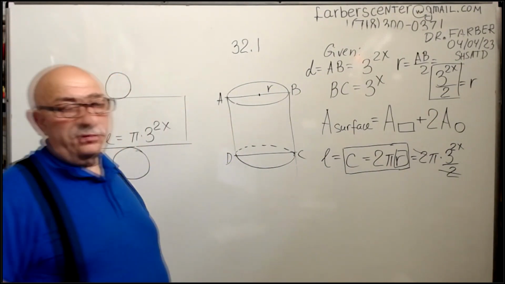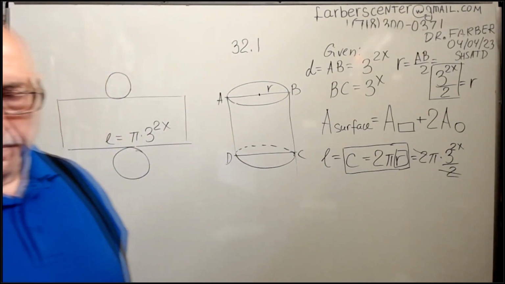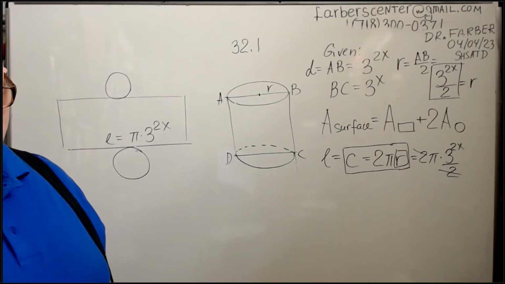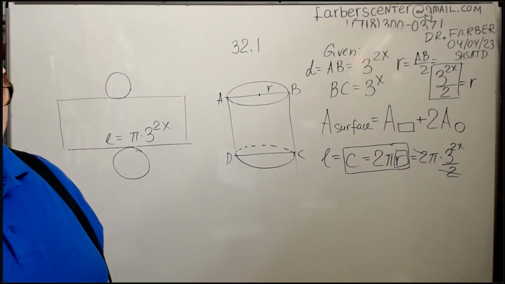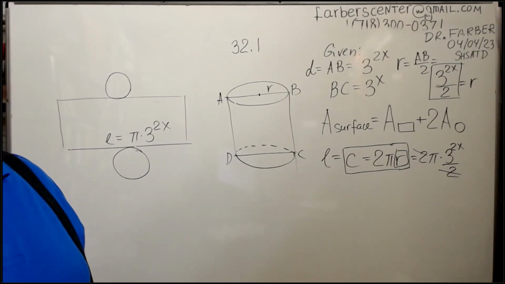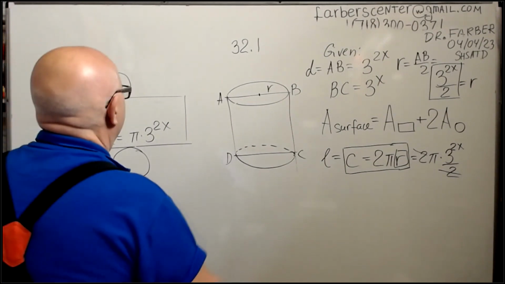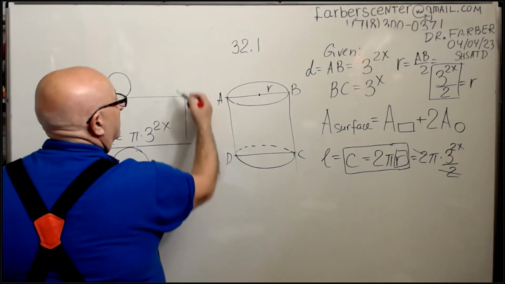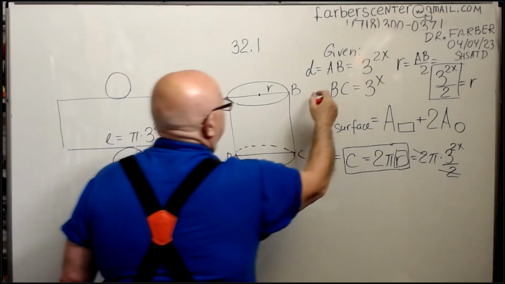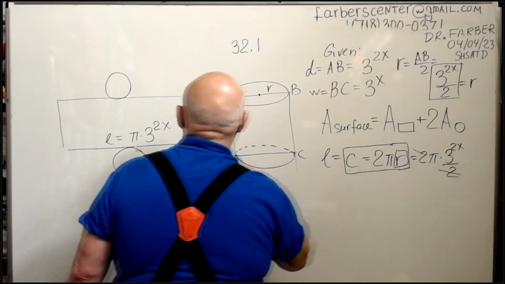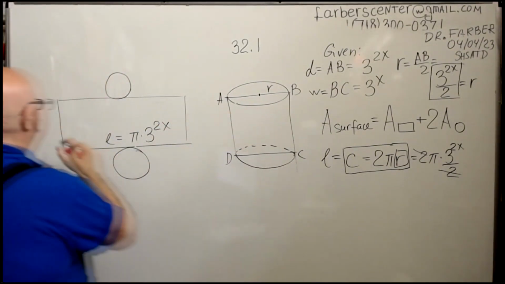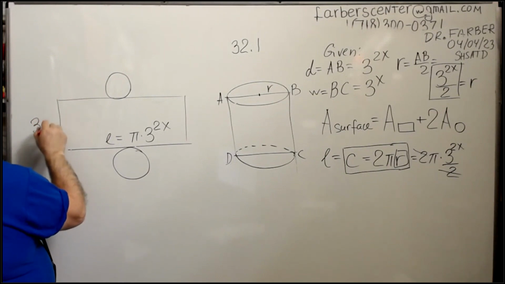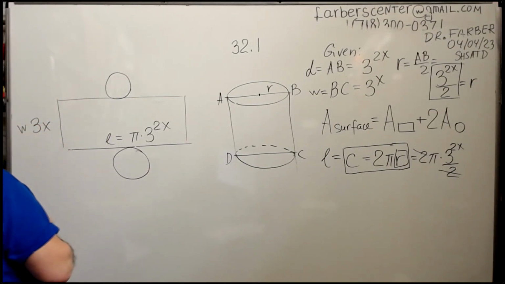Who understands up to this point, students? Hands up. What about Nicholas? I understand. Hands up. Well, how to find the width? The width is given, BC is the width. And I put here this value, 3 to the power x. What is it? This is the width.